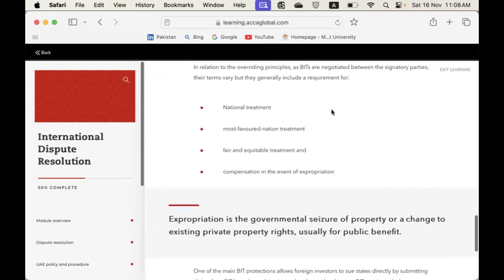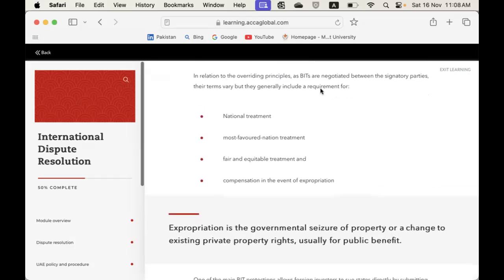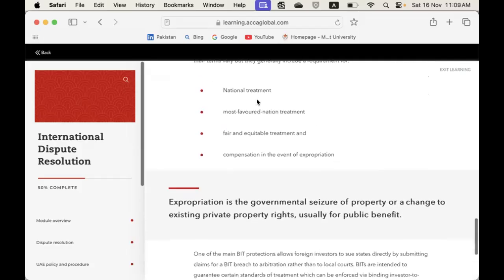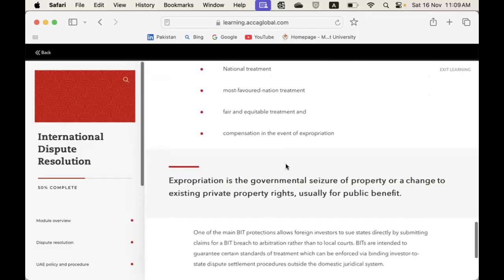In relation to overriding principles, bilateral investment treaties are negotiated between the signatory parties. Their terms vary, but they generally include the requirement for national treatment, most favored nation treatment, fair and equitable treatment, and compensation in the event of expropriation.